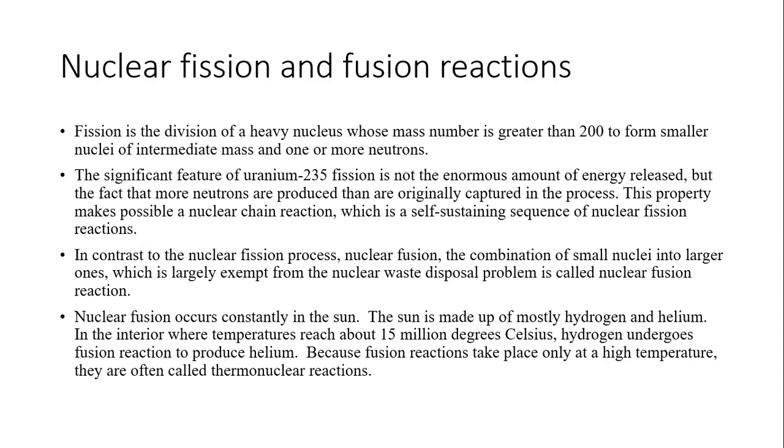Nuclear fusion reactions occur constantly in the sun. The sun is made up of mostly hydrogen and helium. In the interior of the sun, where the temperatures reach about 15 million degrees Celsius, hydrogen undergoes a fusion reaction to produce helium. Because fusion reactions take place only at high temperature, they're often called thermonuclear reactions.